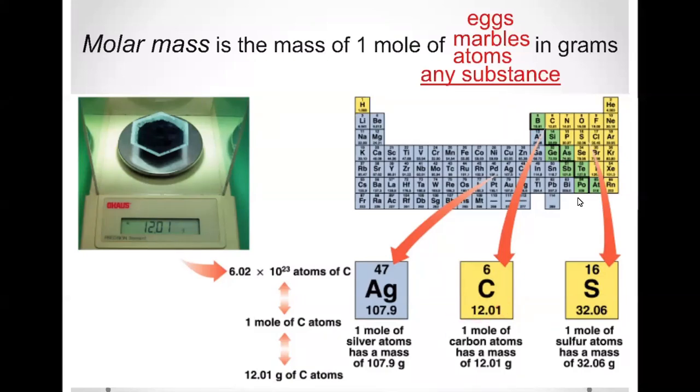Okay, so if I wanted 1 mole of silver, I would weigh out 107.9 grams. And that would give me 6.022 times 10 to the 23rd atoms of silver. Same goes for sulfur. Weigh out 32.06 grams, and I'll have a mole of sulfur, or 6.02 times 10 to the 23rd atoms of sulfur. All right, so that's the molar mass. So for any element, the average atomic mass is the molar mass in grams.